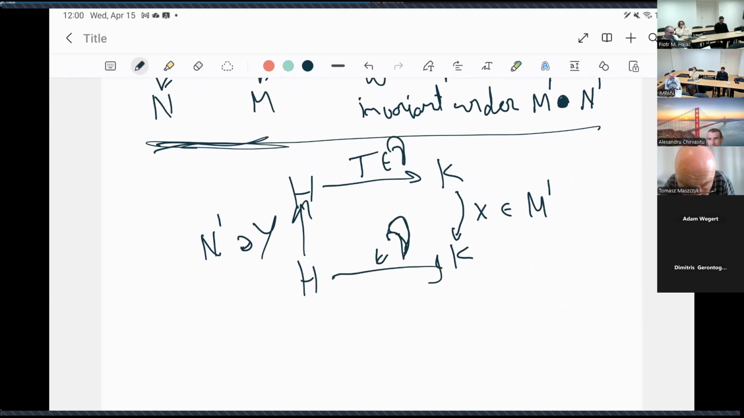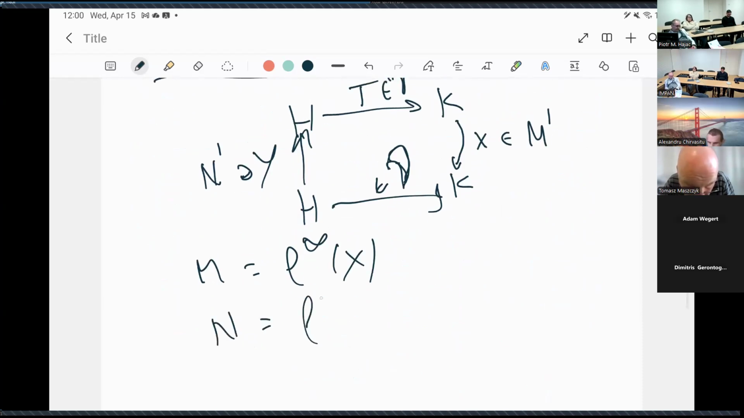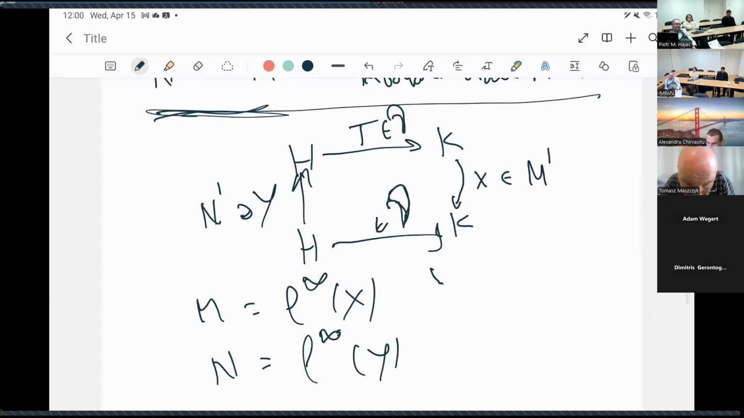If M is something like L infinity of a set X, and N is something like L infinity of another set Y, then this V will live inside L infinity of X cross Y. And it's going to be spanned by the elements of a classical relation. It's an exercise you've got to do.